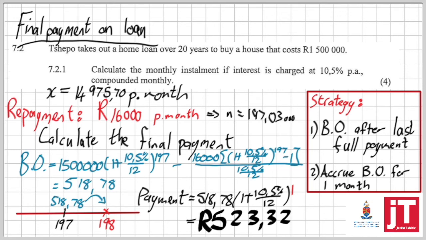This is a nice short video, but if it gets asked, it's usually broken up into two parts. Maybe they'll ask you for the balance outstanding and then the final payment. Or maybe, just maybe for 6 marks, they'll tell you, calculate the final payment. But just follow this basic strategy. Get the balance outstanding after the last full payment. Put one month's worth of interest on that.